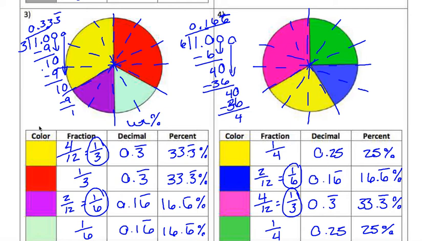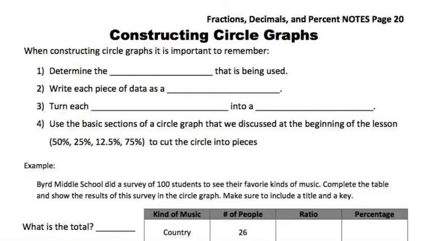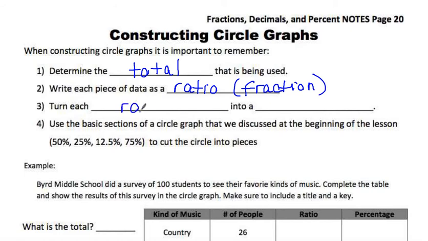Now let's look at actually how do we construct circle graphs. So when we construct circle graphs, it's important to remember we're going to determine the total, write each piece of data as a ratio or as a fraction, and then we're going to turn each ratio or the fraction into a percent.